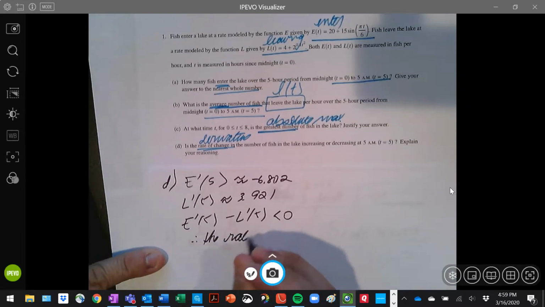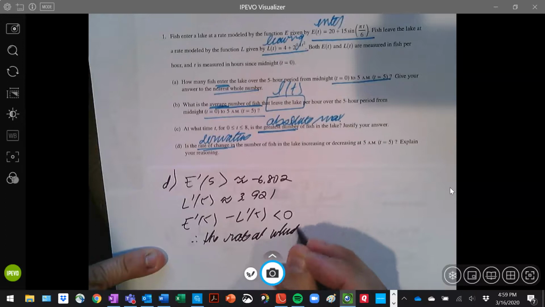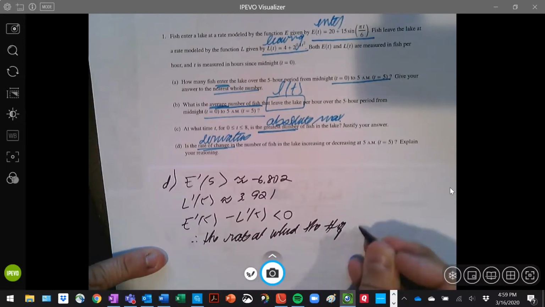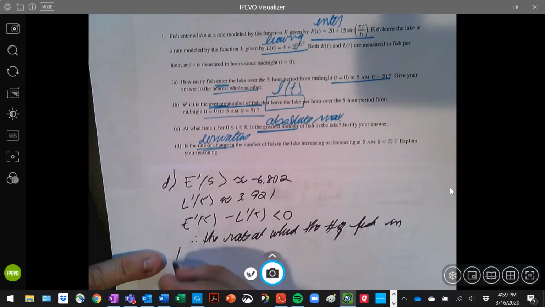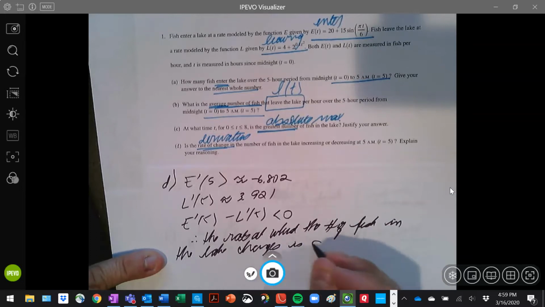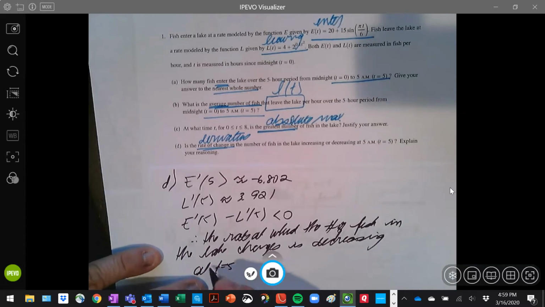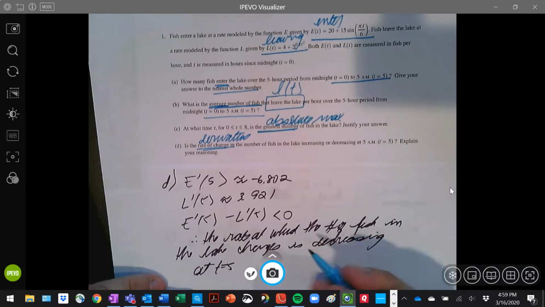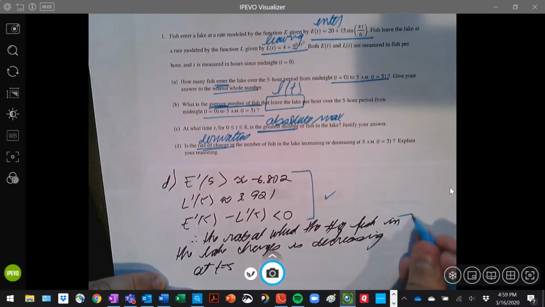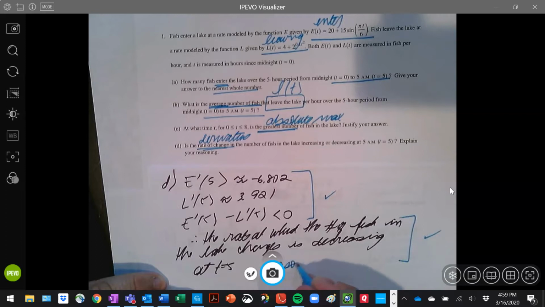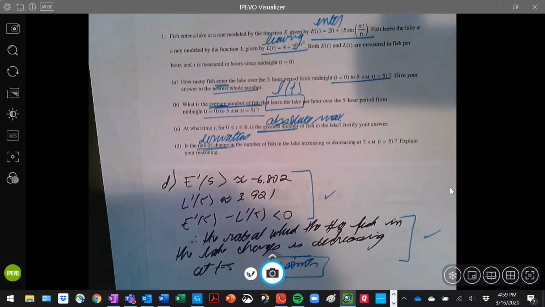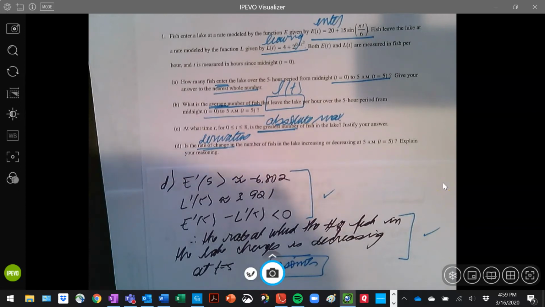Therefore, the rate at which the number of fish in the lake changes is decreasing at t equals 5. So it was 1 point for this analysis, 1 point for the conclusion, for a grand total of 2 points. Not bad, my friends. That is the first of 6 problems we're going to be looking at over the course of the next couple of days.